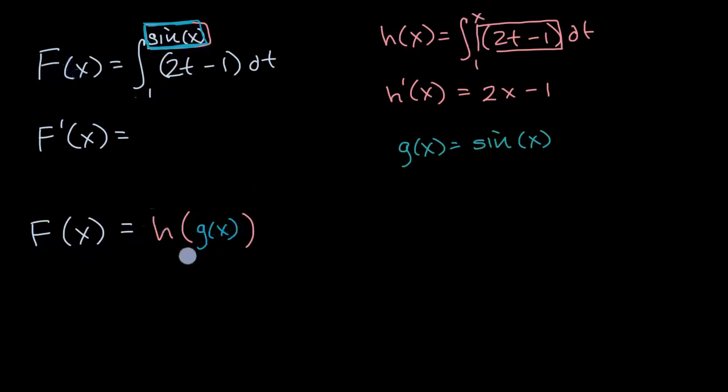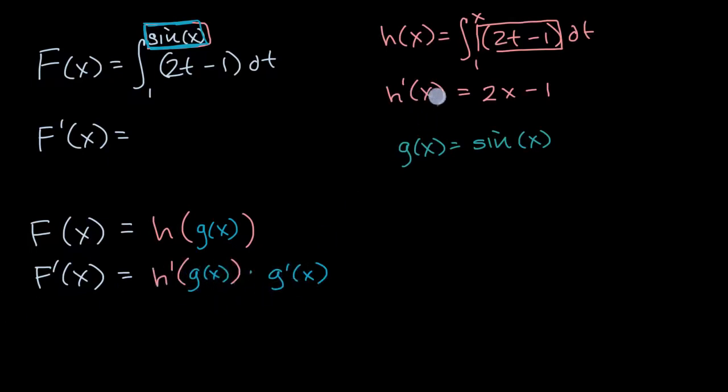Now, why am I doing all of that? Well, this might start making you think about the chain rule. Because if this is true, then that means that capital F prime of x is going to be equal to h prime of g of x times g prime of x. And so what would that be?